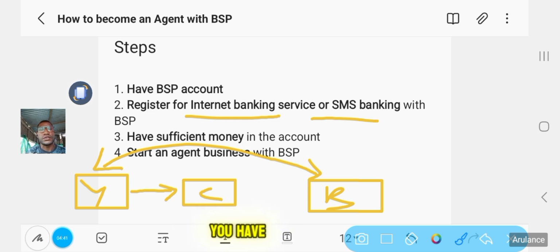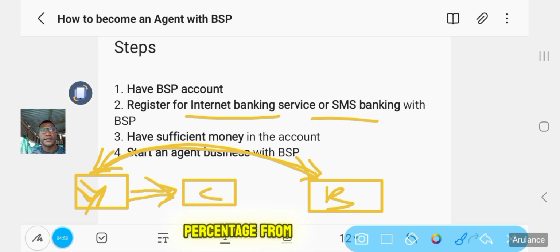As long as you have yourself established with BSP, you can access the funds from the bank, and then you can give them to your clients. In return, you can charge a certain percentage from the clients. For example, you can charge 10% or whatever percentage you think is reasonable for your service fee.